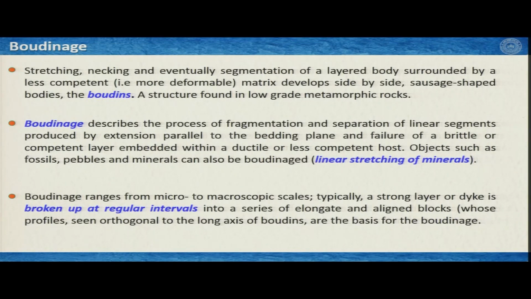Objects such as fossil pebbles and minerals can also be boudinaged. So, in other words you can think that you need a strong layer which should be sandwiched by relatively weaker layers. And this is actually included in the study of boudinage. You will see in a few textbooks and also in some study materials that they are included within the topic of lineations, because we see them as a linear feature in the rock.